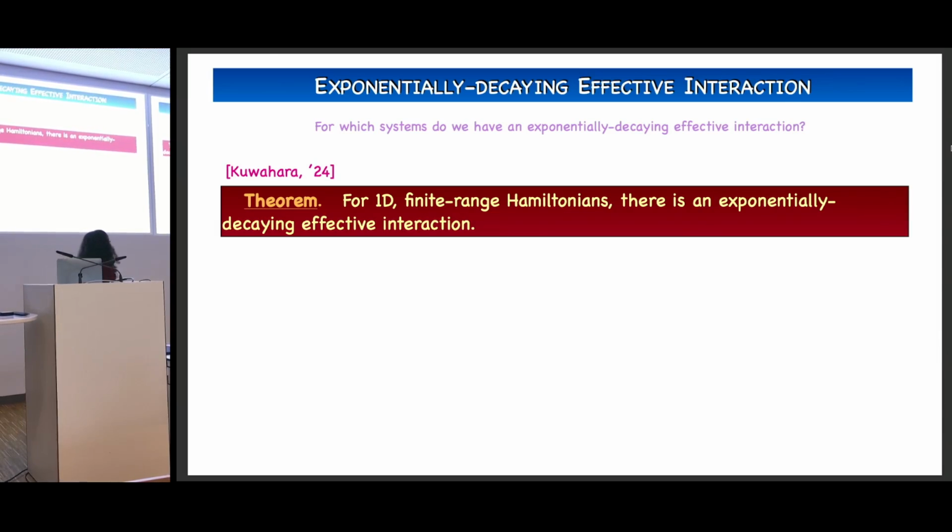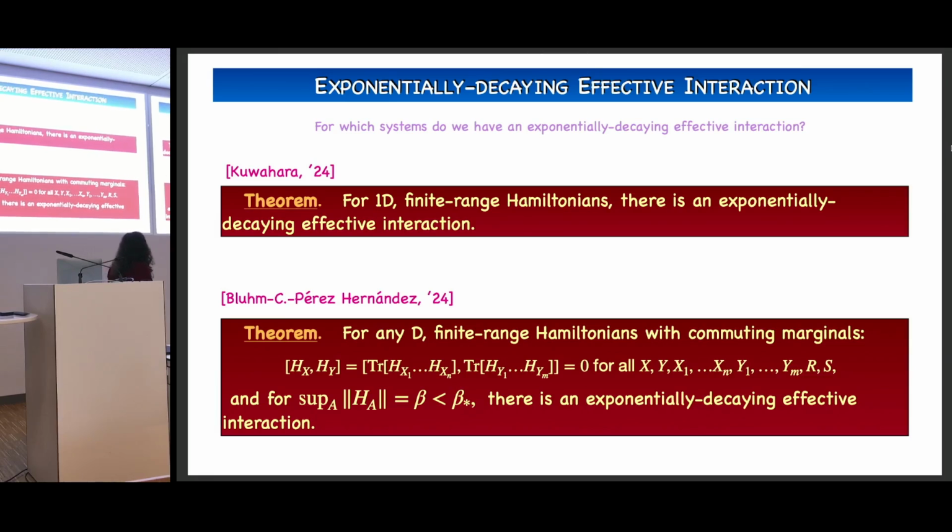And then the second example that we have, this is a bit complicated, is if we consider, in any dimension, a finite range Hamiltonian, and we further assume that it has commuting marginals. What does this assumption mean? It means that every time that you consider two terms in the Hamiltonian, or every time that you consider products of terms in the Hamiltonian with partial traces, I'm forgetting here an R and an S, sorry, then all these terms have to commute. If we assume that, then at high enough temperature, there is an exponentially decaying effective interaction.